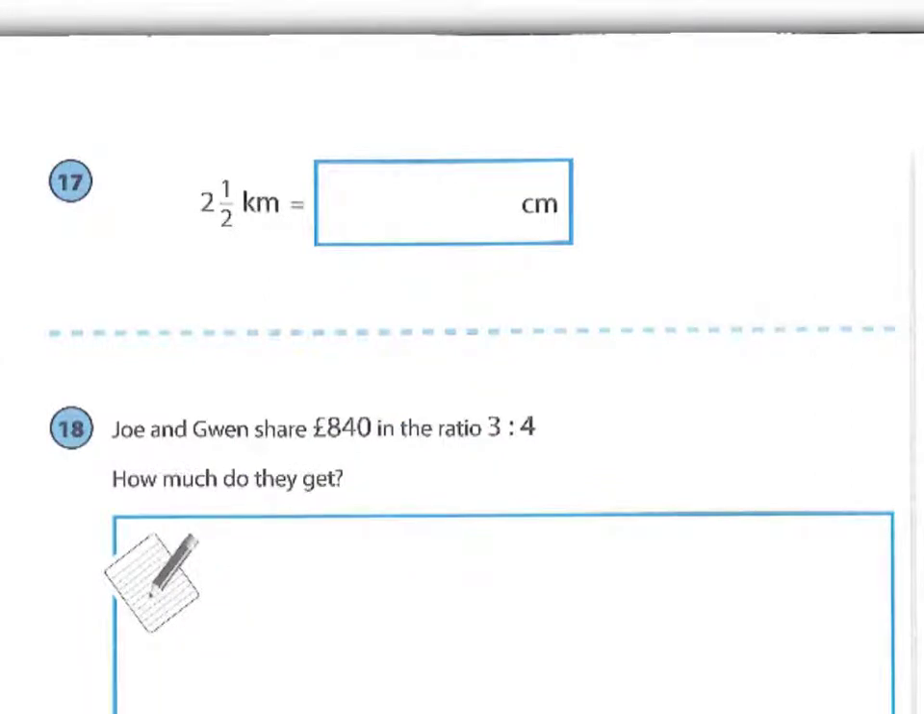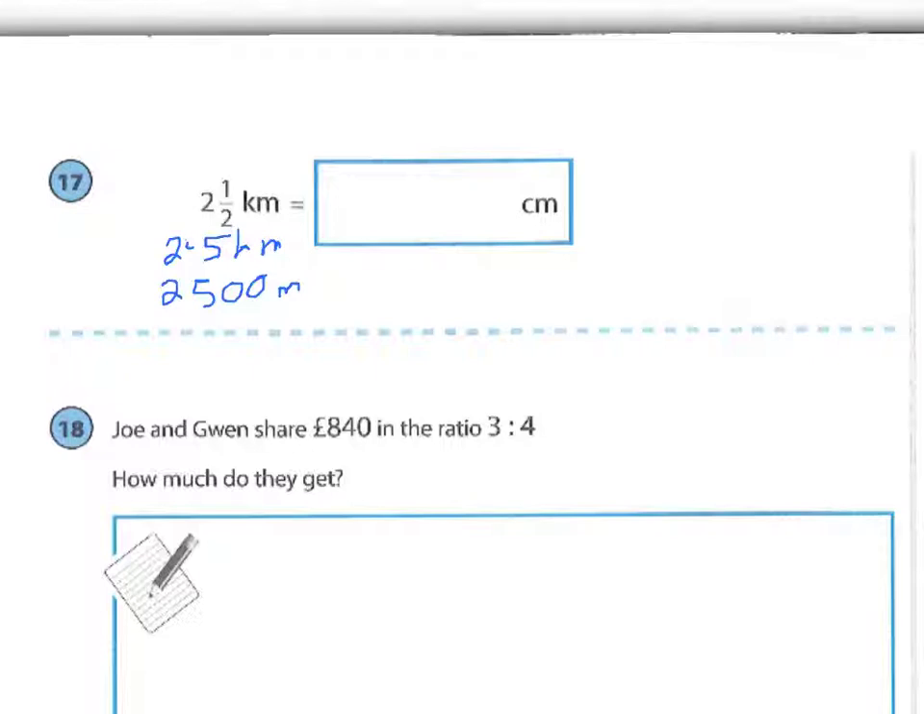Question 17. I need to turn 2.5 kilometers into centimeters. Well, probably the first thing is 2.5 kilometers could be written in decimal form, which is 2.5 kilometers. Now, to go from kilometers to meters first, you would times by 1,000. So 2.5 kilometers is actually going to be 2,500 meters.